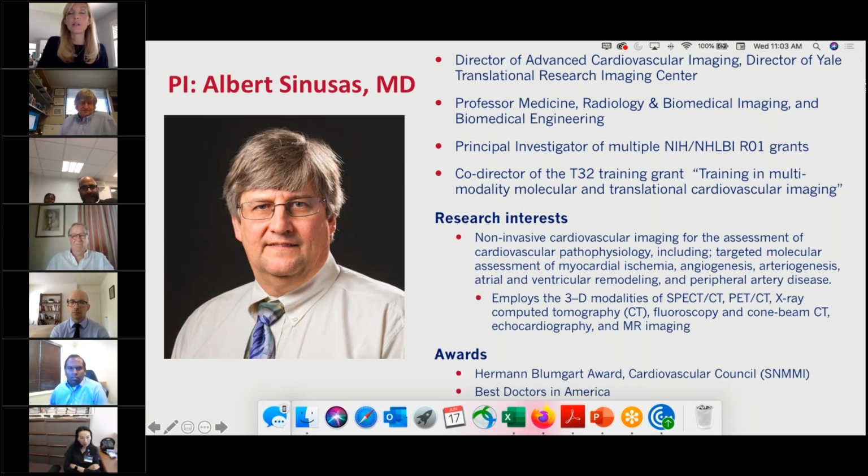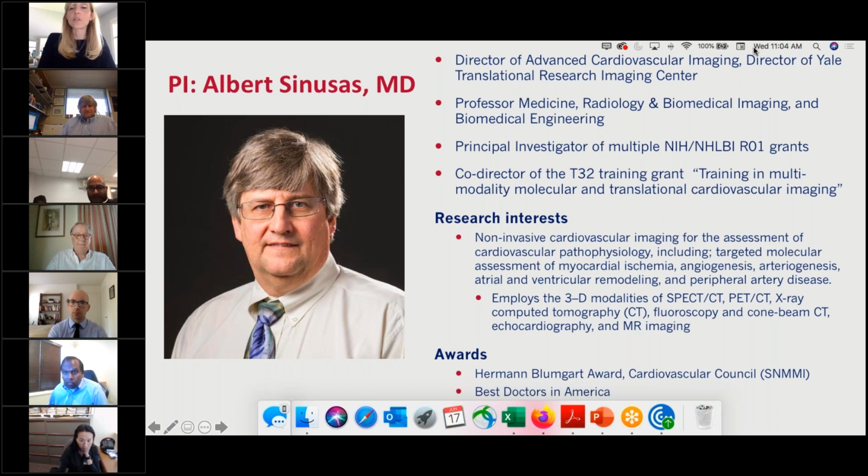His research interests are many. Just as a broad characterization, he's interested in non-invasive cardiovascular imaging for the assessment of cardiovascular pathophysiology, which includes targeted molecular assessment of myocardial ischemia, angiogenesis, arteriogenesis, atrial and ventricular remodeling, and peripheral artery disease. His work employs many techniques, including the 3D modalities of SPECT-CT, PET-CT, X-ray computed tomography, fluoroscopy, and cone beam CT, echo, and MR imaging.